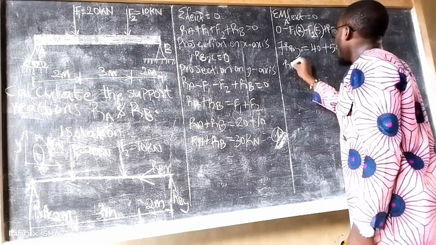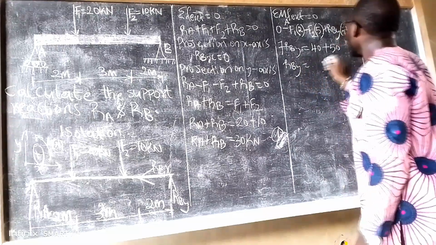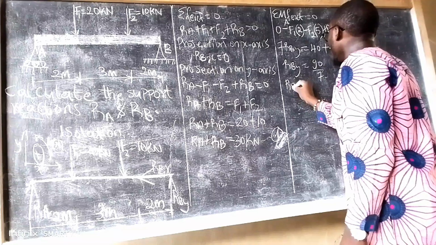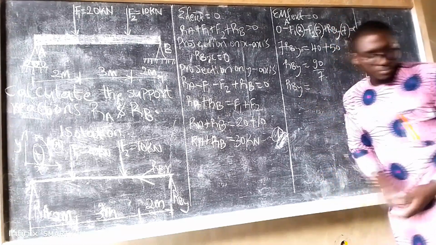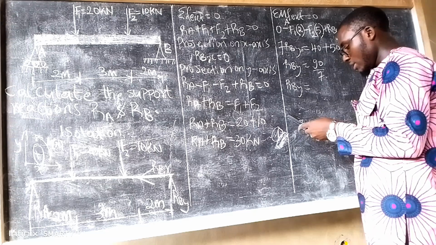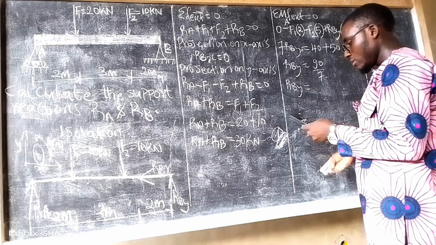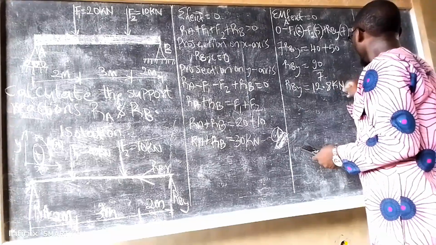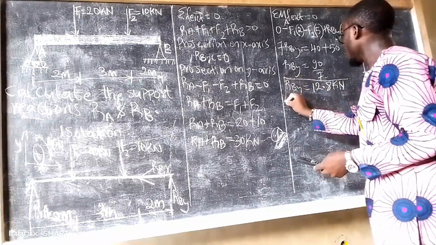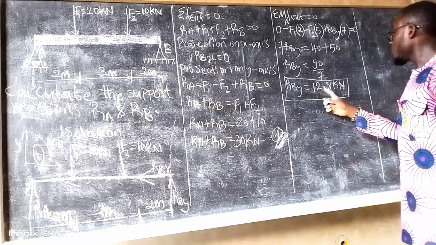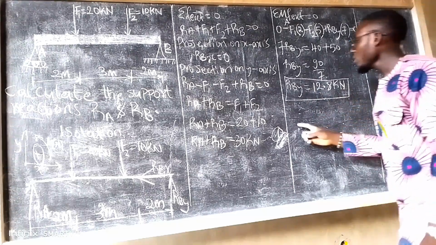So we have RBY is equal to 90 divided by 7. So 90 divided by 7, I'm going to have 12.8 kilonewton. This is my answer for RBY. It is equal to 12.8 kilonewton.